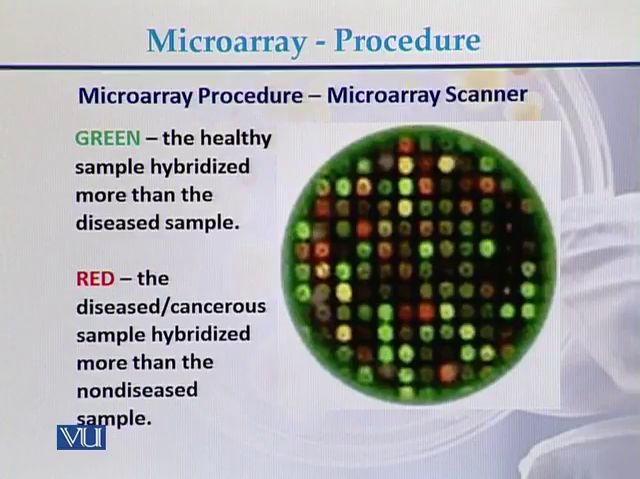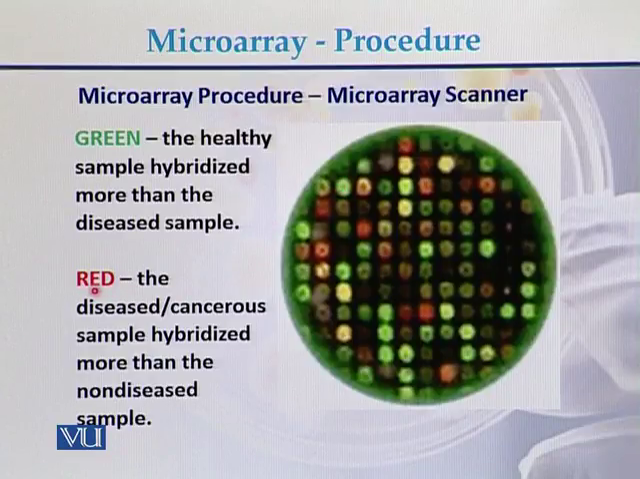These are the results of the microarray. In this microarray, we can see the healthy samples hybridized more than the disease samples. We can see that there are green spots. Here are the green spots. Here is a green spot. Here is another green spot. Some of the green spots are sharp, while others are less sharp. If the spot is sharp, it means the healthy sample hybridized more than the disease sample here.